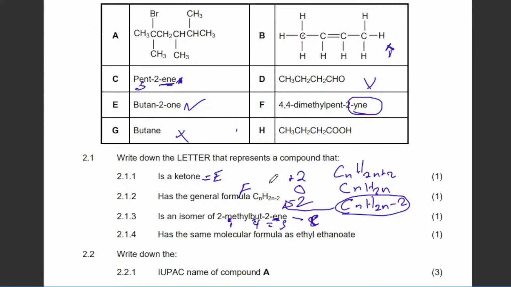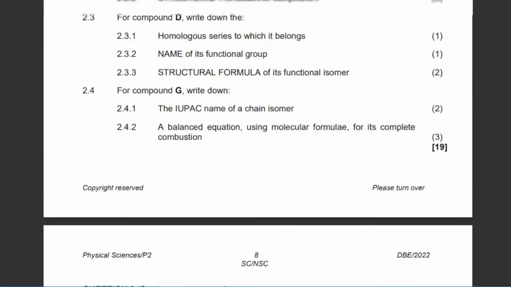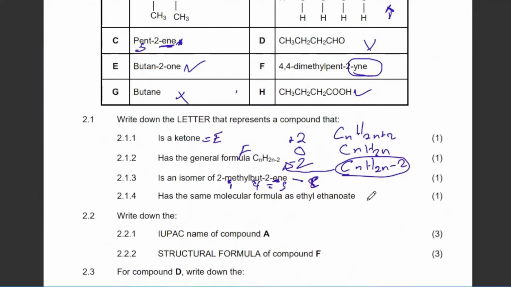So ethyl ethanoate, you find out that the answer becomes this. Why this? Because ethyl ethanoate is an ester, and then this is a carboxylic acid. Therefore, it is a functional isomer.